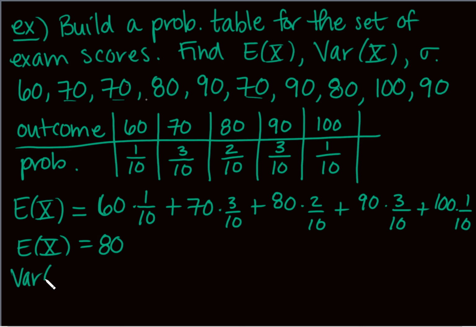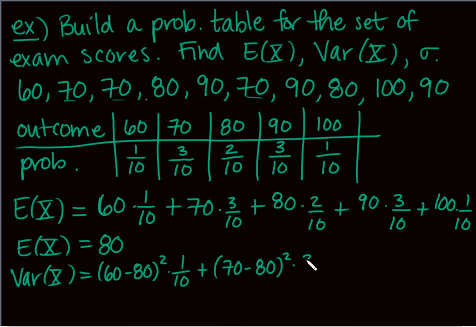Then my variance, I would do 60 minus 80. That's the difference between the possible outcome and the mean, right? The value of the possible outcome minus the mean, squared. What this is asking is how spread out is my data. And when you get the variance here, we get 140.